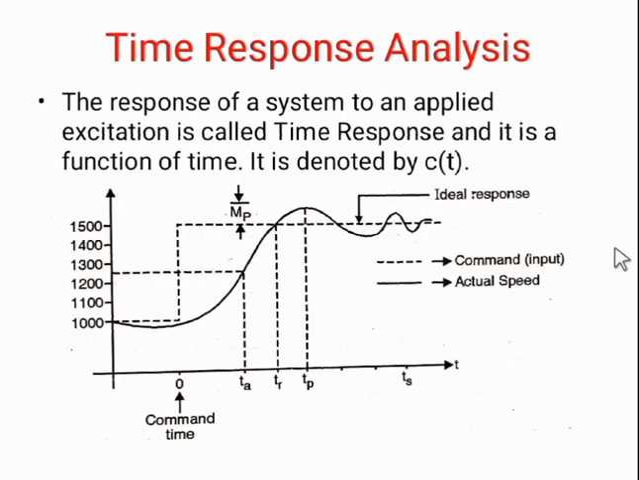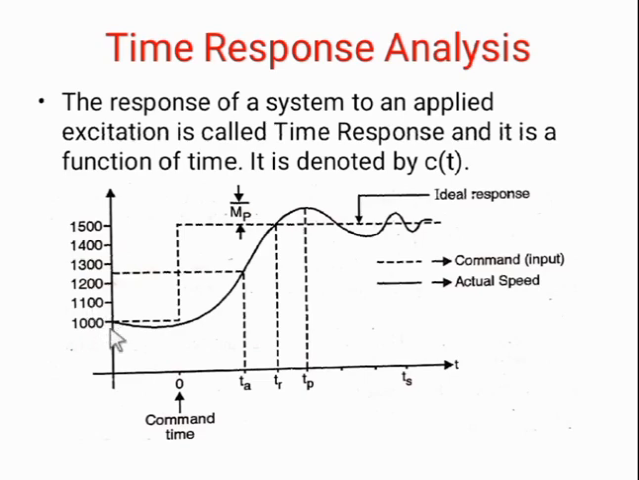Now the time response analysis. Time response analysis indicates the output response of the system with respect to time. So it gives the magnitude of the output at different time intervals. By definition, the response of a system to applied excitations is called the time response, and it is a function of time. It is denoted by c(t).